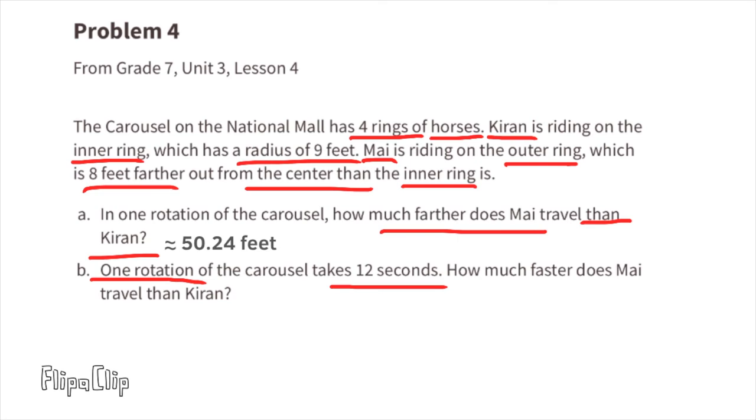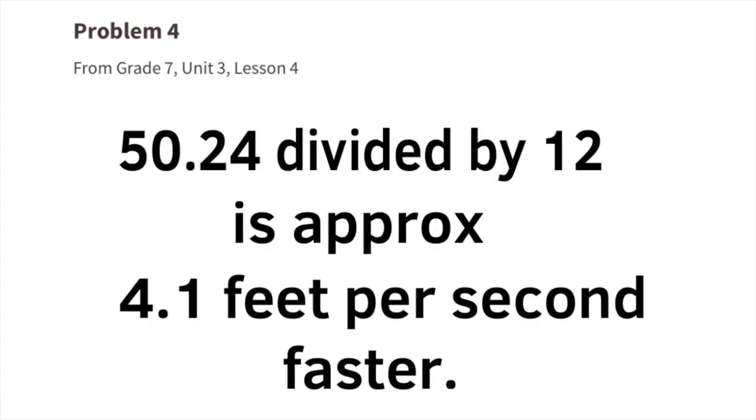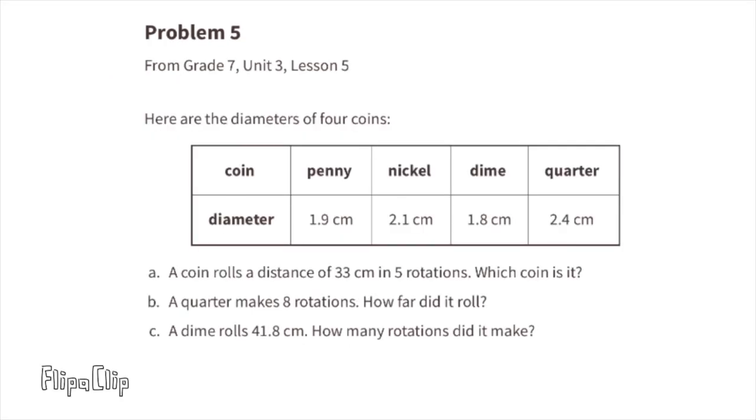B. One rotation of the carousel takes 12 seconds. How much faster does Mai travel than Kieran? That would be a distance of 50.24 feet divided by 12 seconds. That's approximately 4.1 feet per second faster. Problem number 5 from 7th grade Unit 3 Lesson 5.